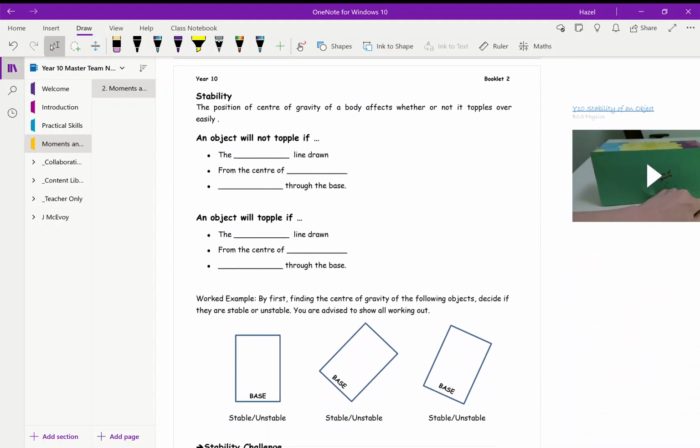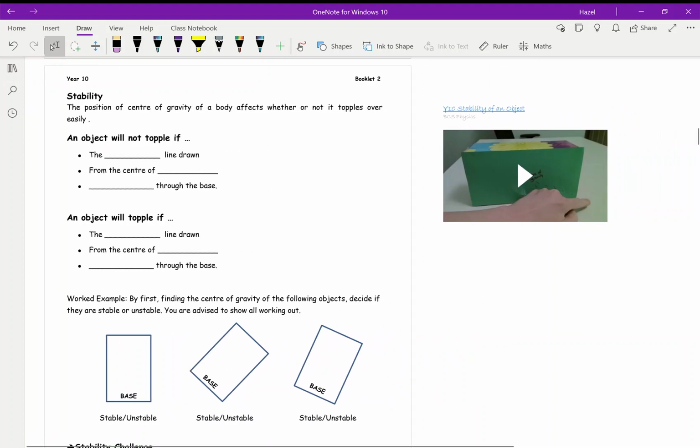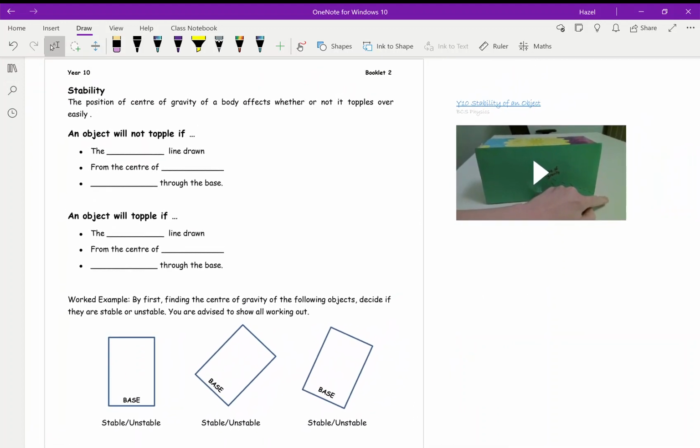So I'll just make this a wee bit bigger. And before you start, I would like you to look at this video here. It's a YouTube video, obviously, and it's called Year 10 Stability of an Object. If you control and click on this link, it will take you to it.